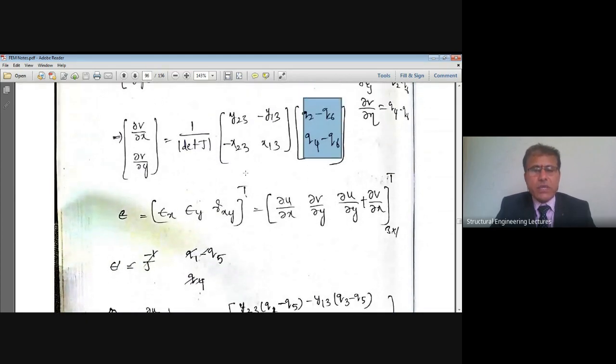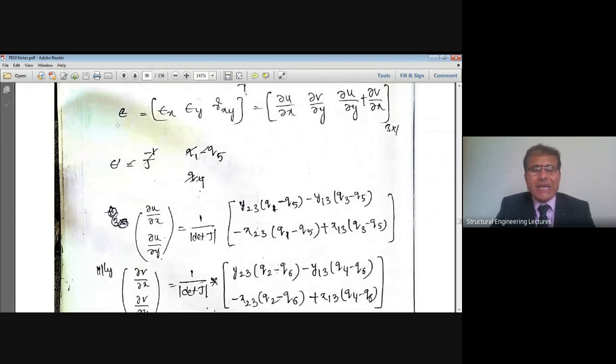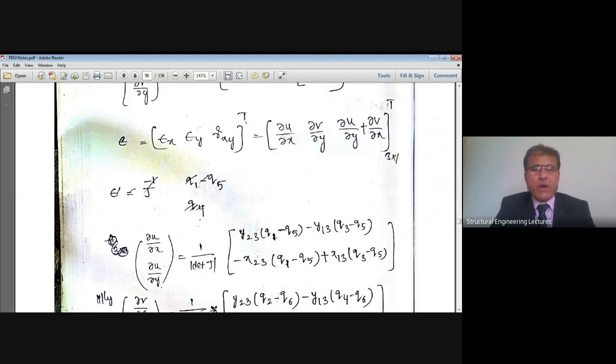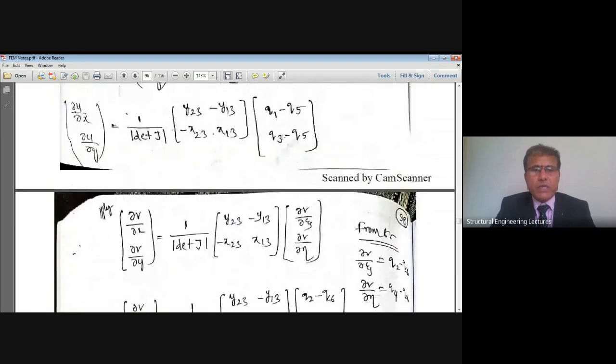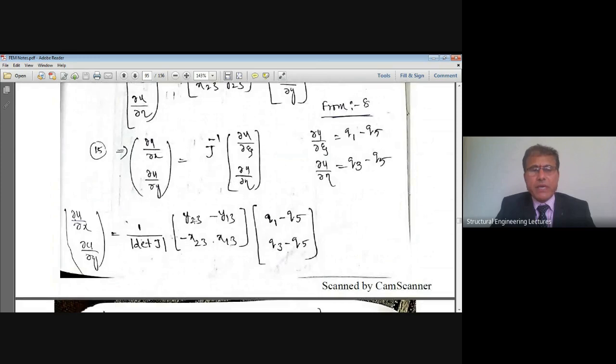Therefore, using those 4 equations, now I'll write the strain matrix or vector, given by epsilon x, epsilon y, gamma xy, which is given by dou u by dou x, dou v by dou y, dou u by dou y plus dou v by dou x, transpose. And so, what is dou u by dou x? Dou u by dou x is nothing but this first equation. This first equation means 1 by det J times y23 multiplied by q1 minus q5, minus y13 multiplied by q3 minus q5.